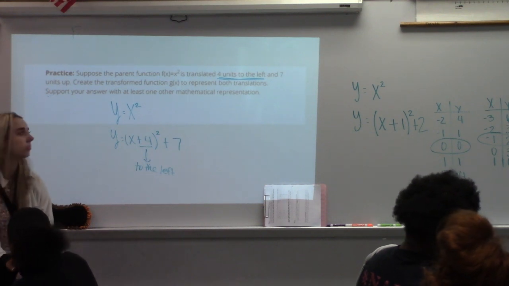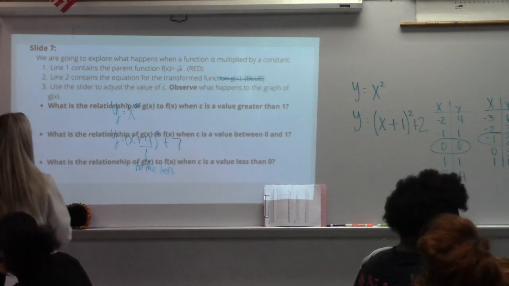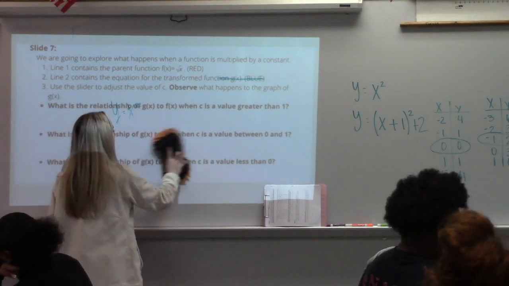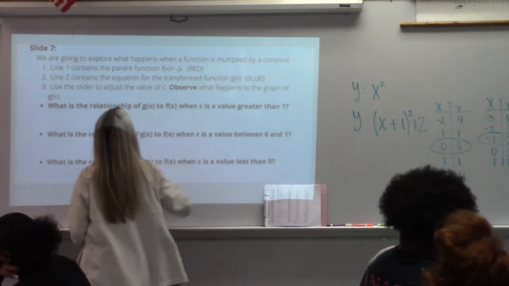Y'all can always use vertex. It's gonna be similar to vertex form. But you gotta remember, vertex form is only a quadratic idea.